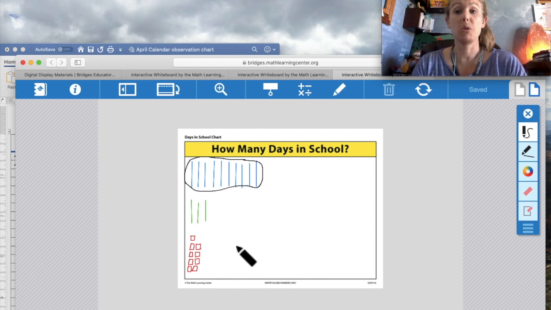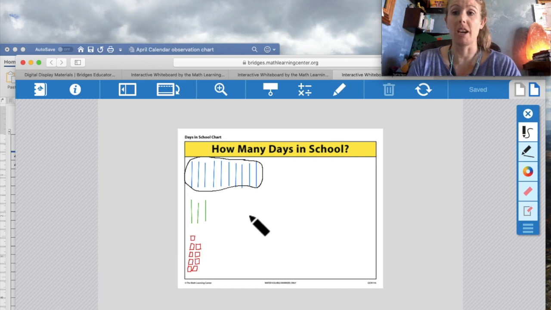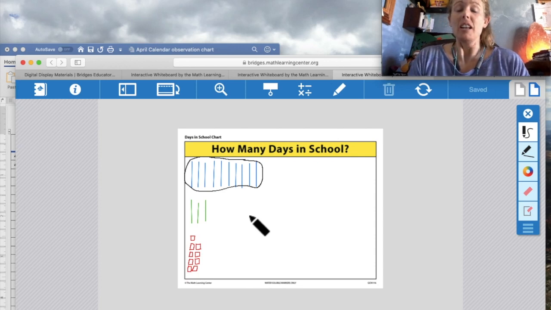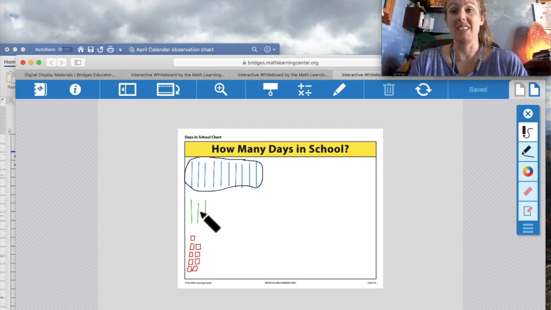So I want you to think. I'm going to give you a couple seconds to think. What do we need to change in our picture? Do we need to take away? Do we need to add something? Hey, I'm going to give you a couple seconds there. And let's look, well, we don't have just 3 full tens anymore.